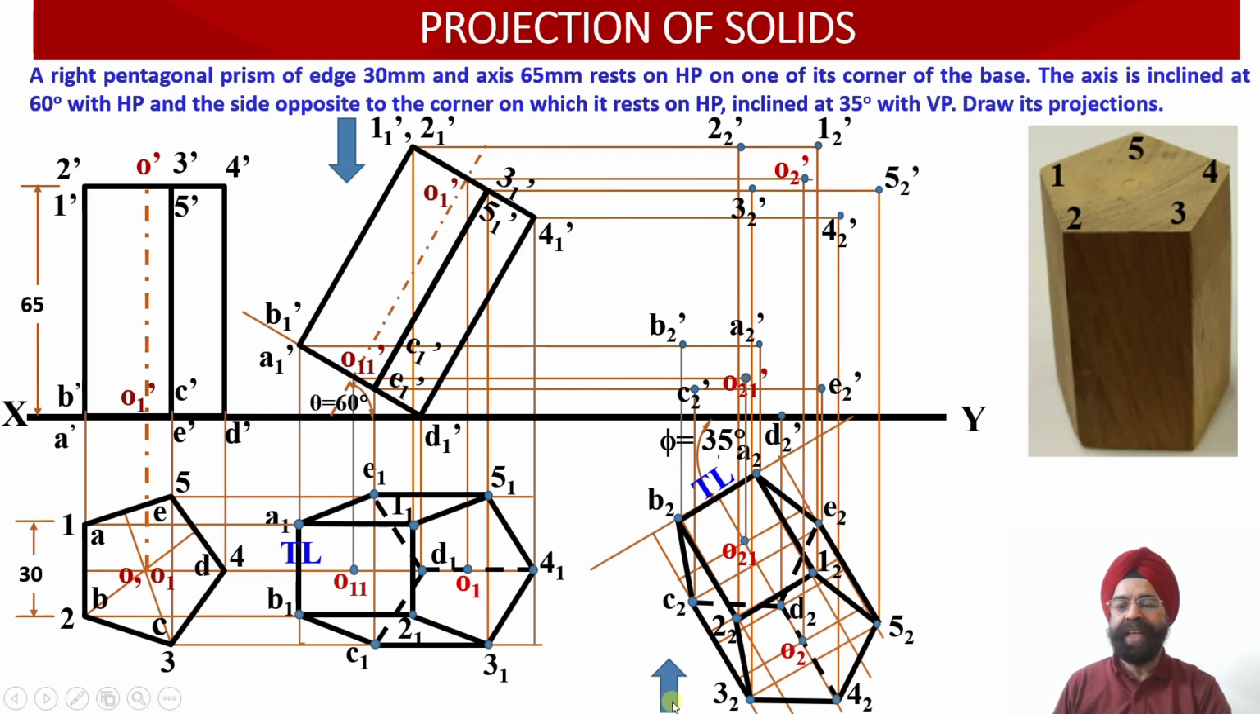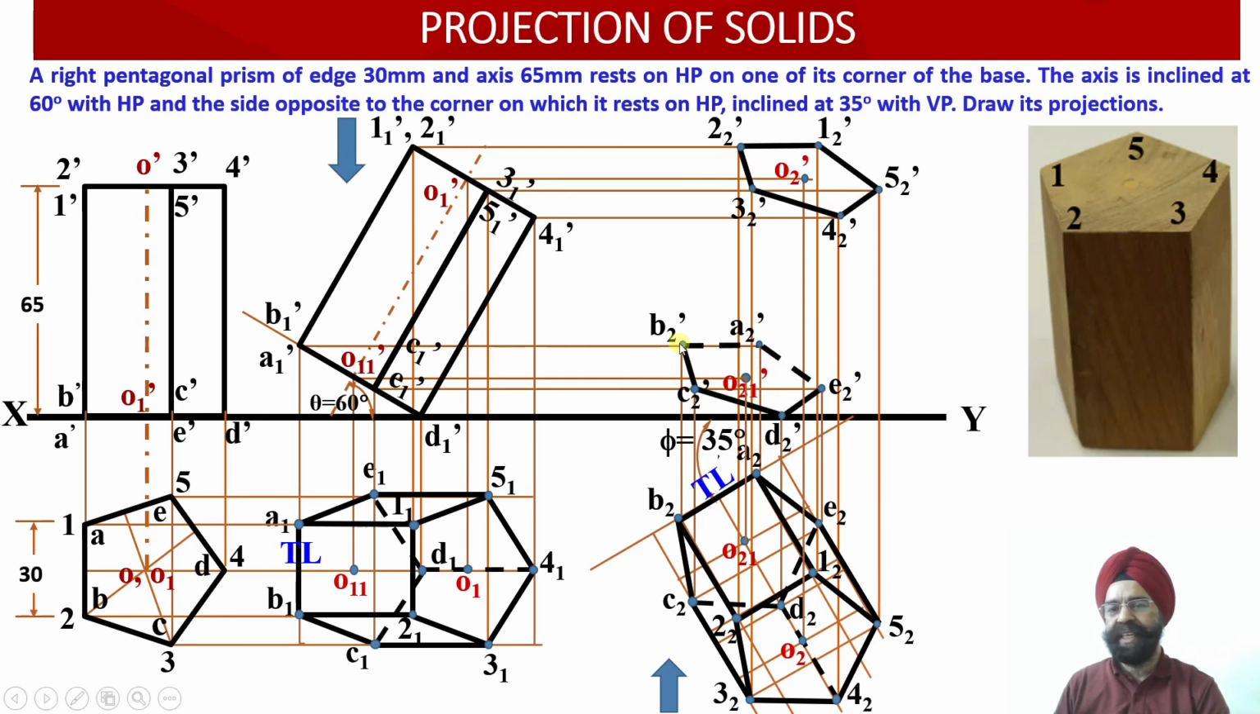Now please check. Once the observer is looking at this prism from this side, the farthest point from the observer is A₂. So anything joining A₂' in the front view should be drawn as dotted or hidden line, unless it is falling into the boundary. So let us join top face edges 1₂', 2₂', 3₂', 4₂', 5₂' and 1₂'.